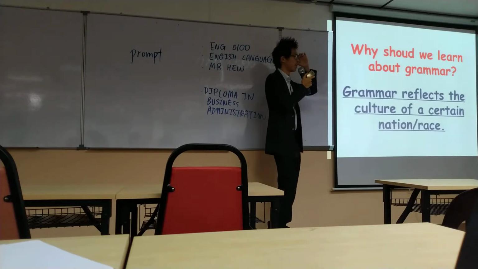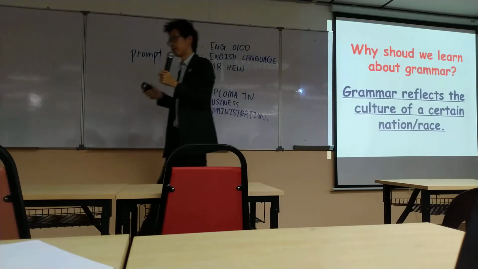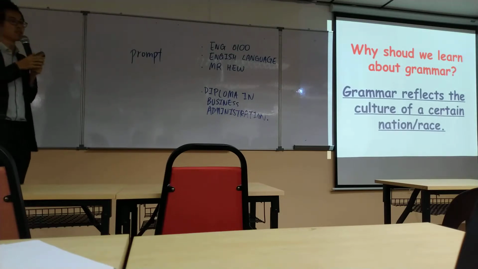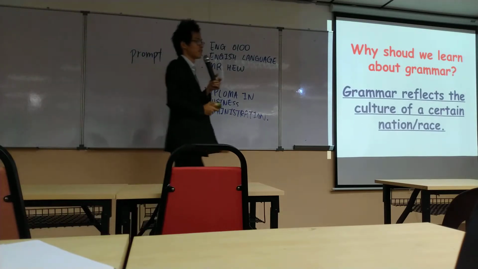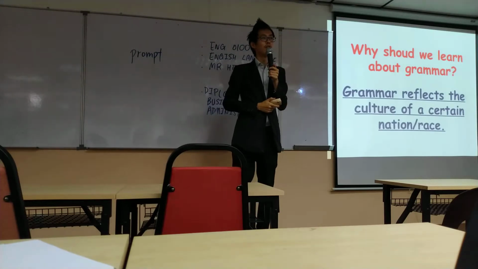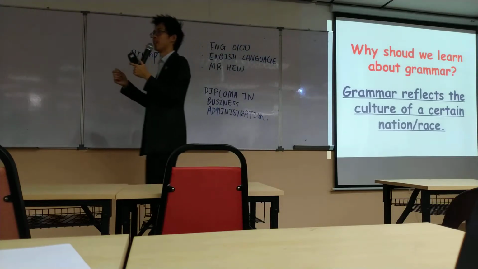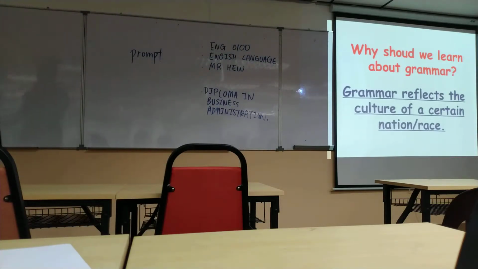You know there's a race in Africa. The language is a bit weird. I don't know how to pronounce the word, it's Kukugawa. This language doesn't have the grammar of quantity. Like we learn 1, 2, 3, 4, 5, 6, they don't have such words in their language. So they don't know how to count. So grammar reflects the culture of a certain nation.